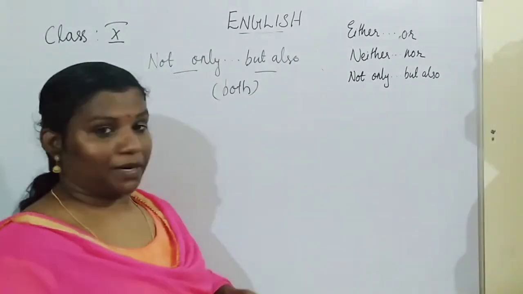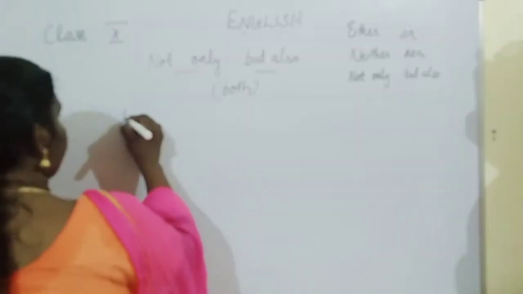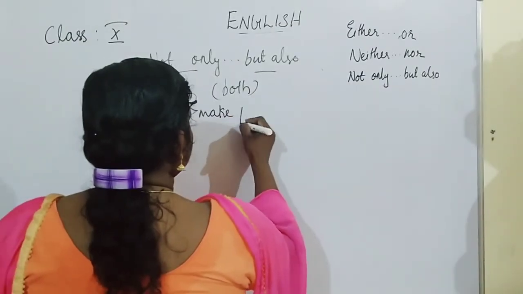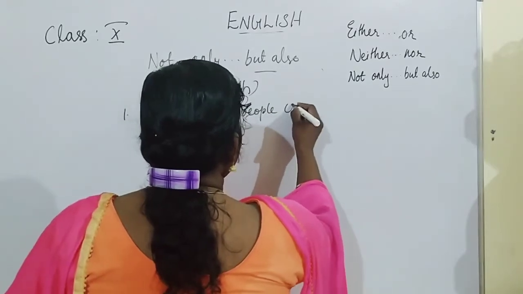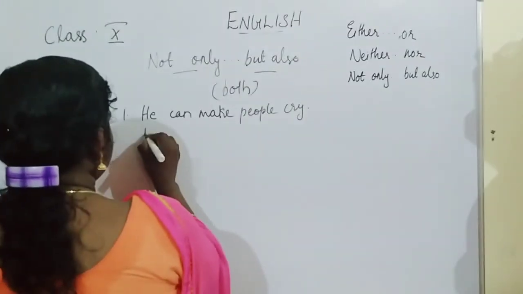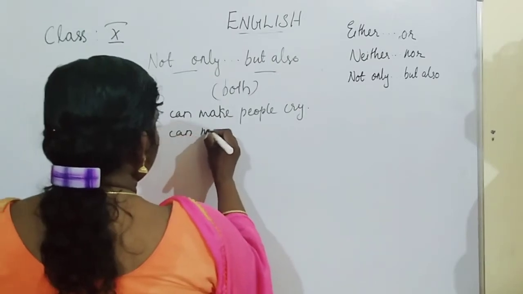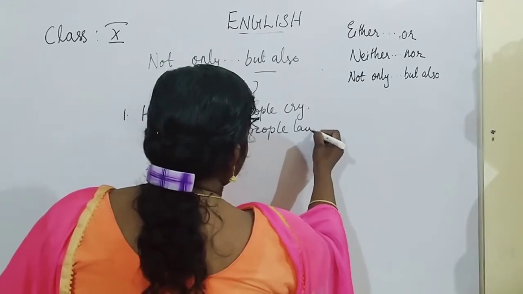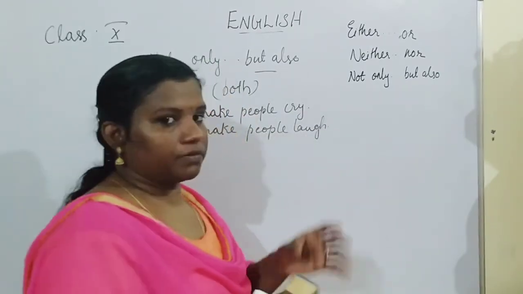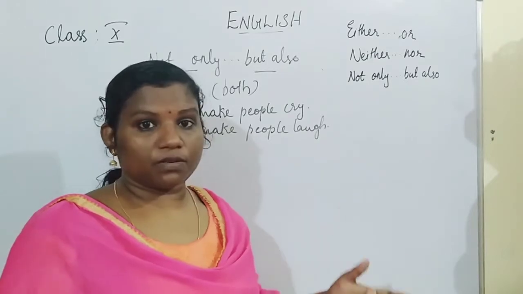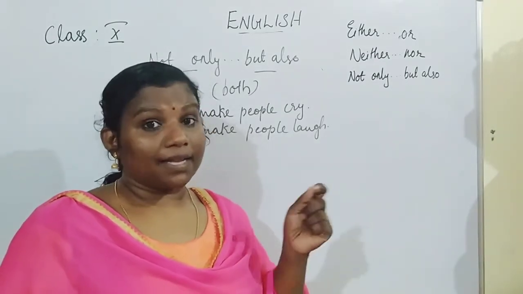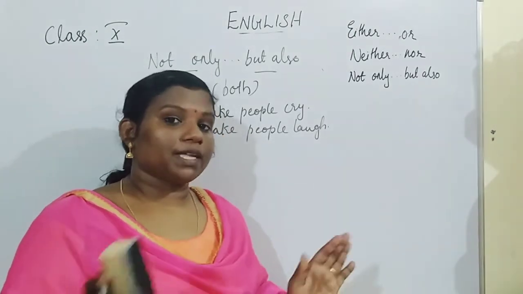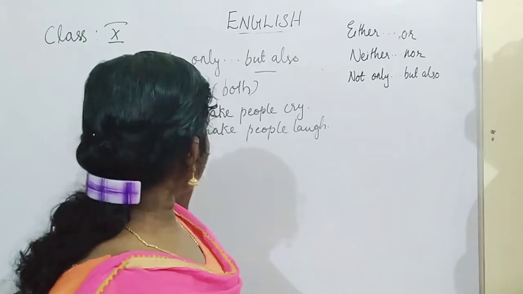Let me write one sentence. He can make people cry. Second sentence, he can make people laugh. So when we are taking one artist or one film actor, if he is doing different roles, he can make the people cry. At the same time, he can do the next one also. He can make the people laugh. Both actions he can do. So that's the meaning of not only but also.